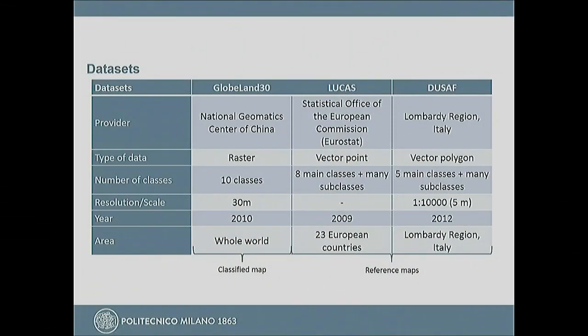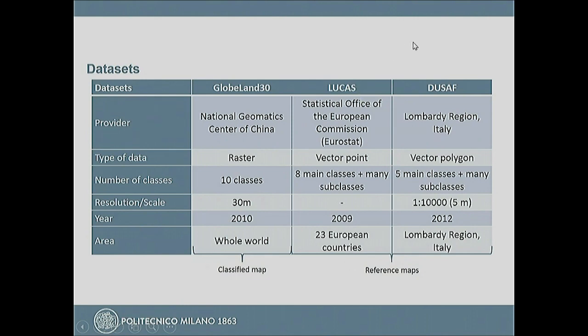It has no resolution, as a matter of fact, because it is a point observation. So exactly in that point, this is the value of the category. The year is 2009, because unfortunately we don't have the Lucas for 2010. So we see that there is a bit of discrepancy of 1 year. And the area which is covered is 23 European countries.